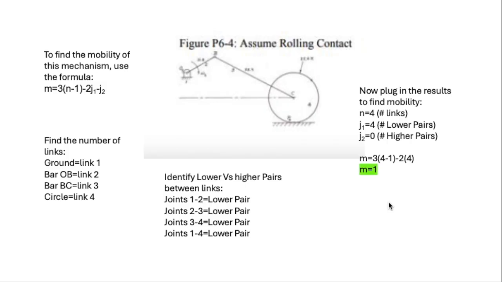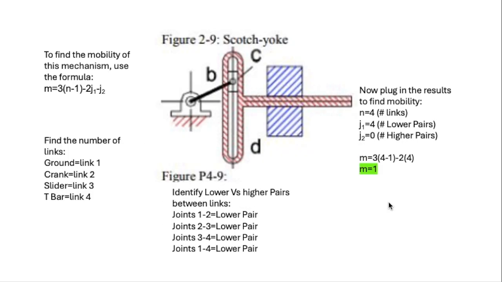Here, you're back to a mechanism with no higher pairs, okay? You can solve these on your own. I'll let you look at them, but we're going to pass through them quickly. These are some of the more simple ones.